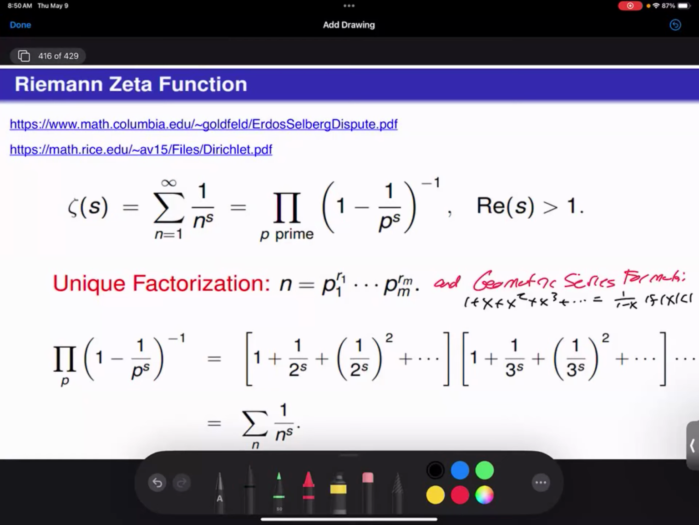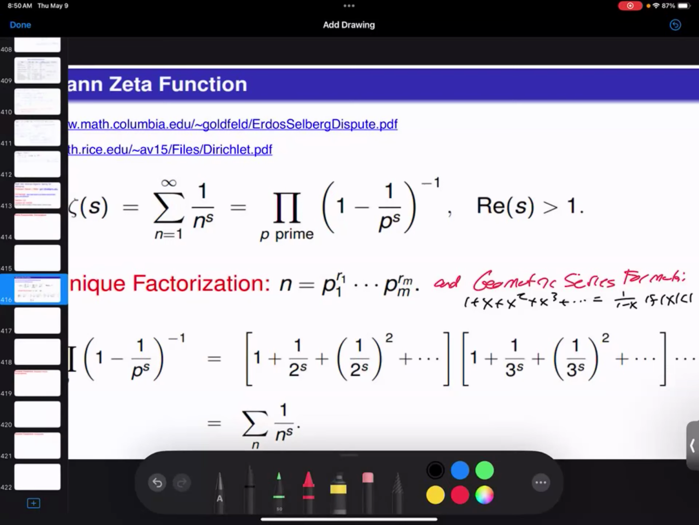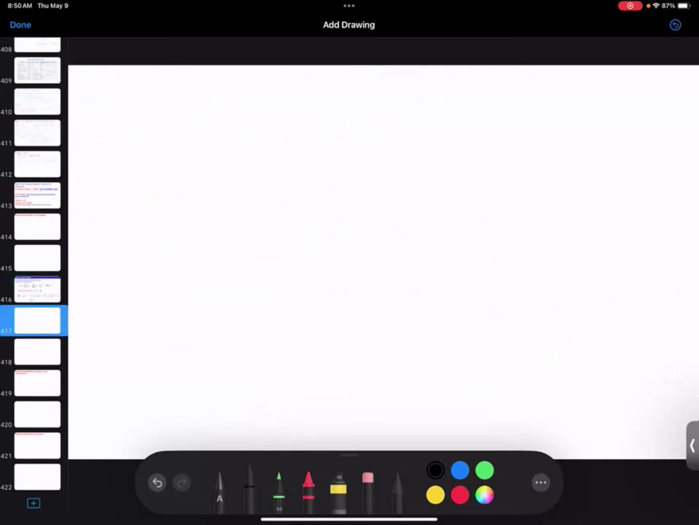And the hope is that if we understand the sum, maybe we can use that to get some information about the product. So we talked last time that if we take s equals 1, this is the harmonic series which diverges. So that should imply that there's infinitely many primes. And so let's see that a little bit more carefully.